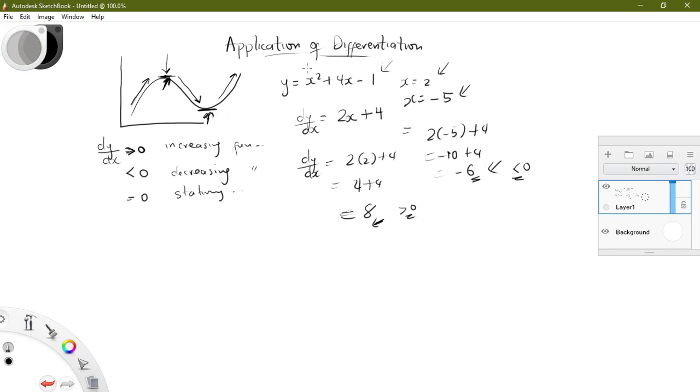So let's take for example now, let's determine if this function is stationary or is increasing or decreasing at where x equals -2. Firstly, like we said, do the first derivative, that's 2x plus 4. Now by the time you put in -2, that's -4 plus 4, which is 0. Since it is 0, then it is stationary at that point.